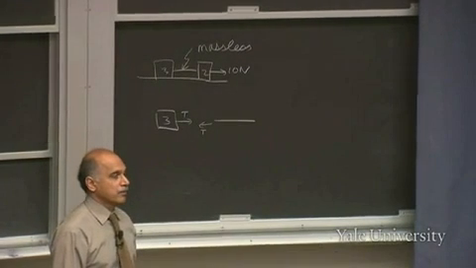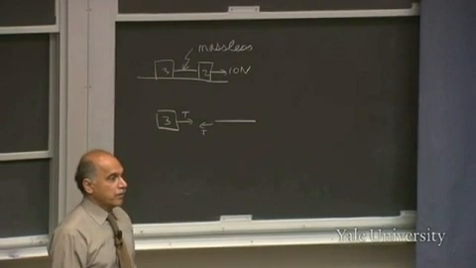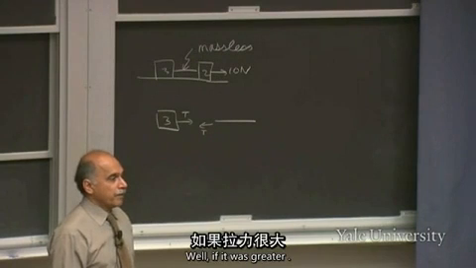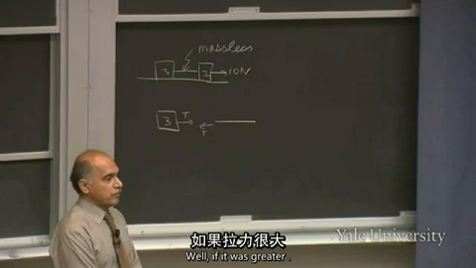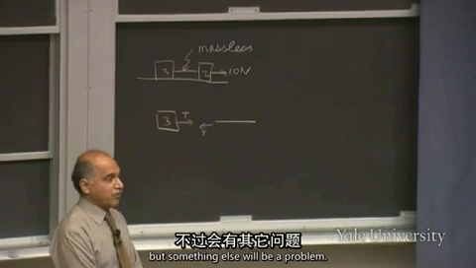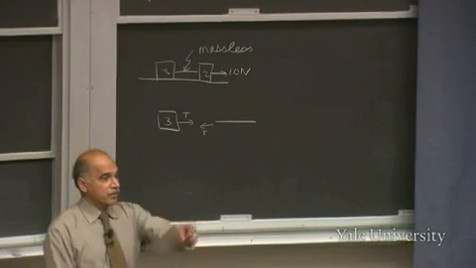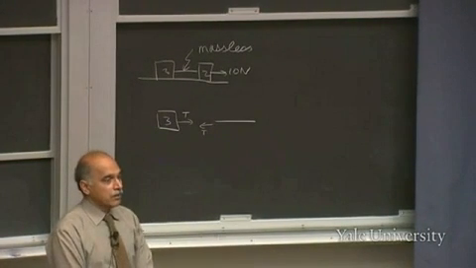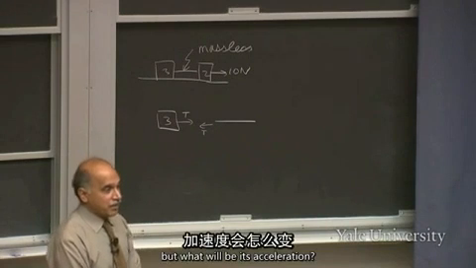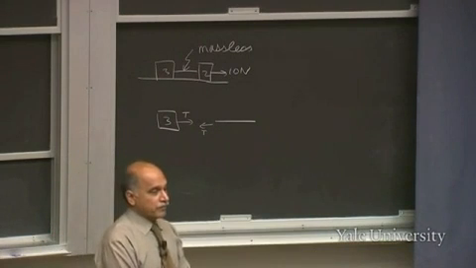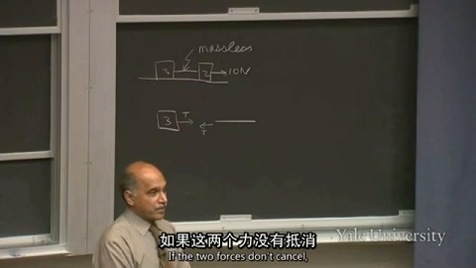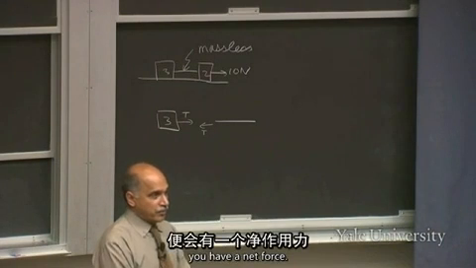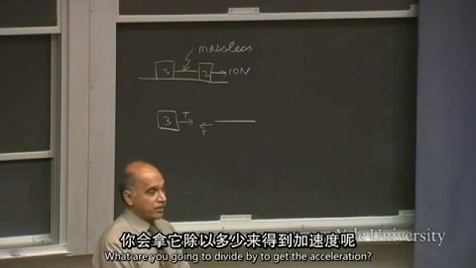If it was greater, the rope would snap. Well, if it was greater, it won't snap, but something else will be a problem. Yes? Not only faster, what will be its acceleration? If the two forces don't cancel, you have a net force. What are you going to divide by to get the acceleration?